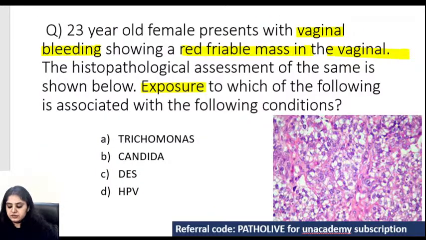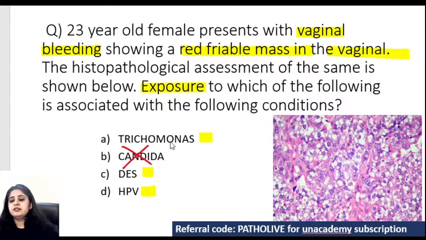Okay, so coming back to this, most of you have selected, there are two options that I've got, actually three now. Some of you have said tricho, some of you have said human papilloma virus, and some of you have said DES. At least no one thought candida. So candida, let's rule out. No one thinks this is candida.